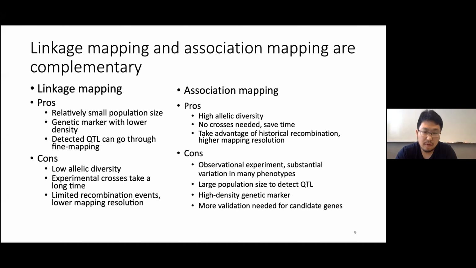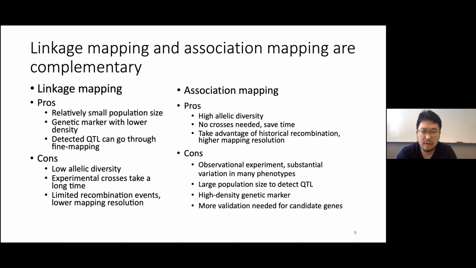But for association mapping, you don't need to make the cross yourself. All you need to do is go out and collect the lines that are existing there. Those lines have been out there for a while. They can be landraces, or they can be the results of breeding programs by the breeders. So there are a lot of historical recombination events there. These historical recombination events can give you higher mapping resolution.